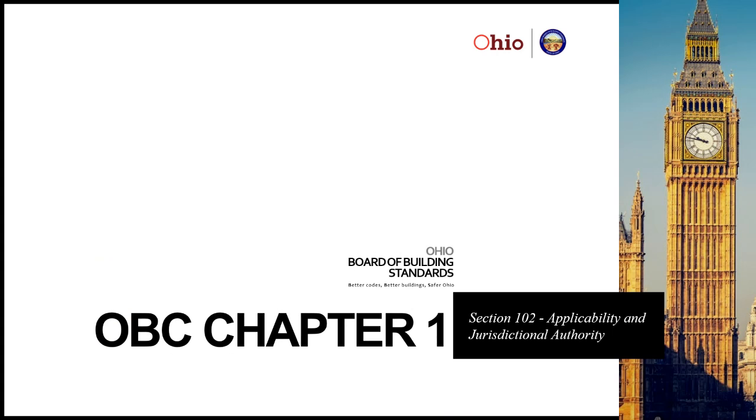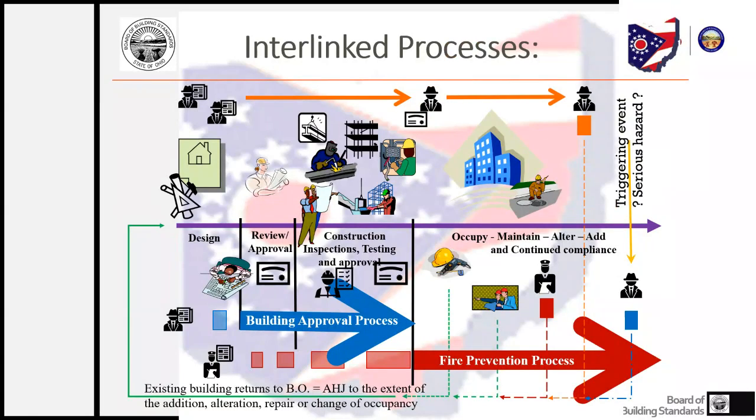I'm going to move on to section 102. This is going to be application and jurisdictional authority. So back to our little chart here, we have this whole interlinked process. And this is going to be about jurisdictional authority. So we're going to be looking at, as you see a little guy grow there, that's the building department. That represents enforcement of building code rules. The guy below him, he's getting a little bigger. That's the state fire marshal's office. That's fire officials and enforcement of fire prevention rules.